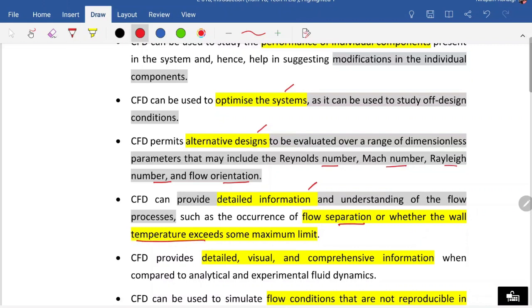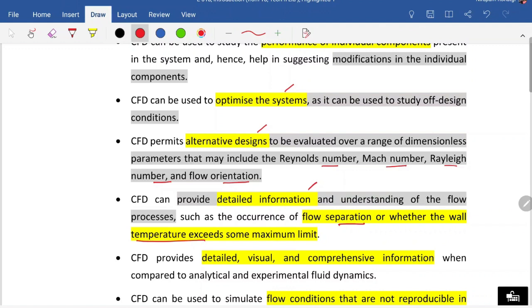Now if you have a flow in which flow separation is taking place, experimentally you don't know where the flow separation will take place. You can't put your probe there in advance. You cannot visualize it, sometimes it may be opaque. But with CFD, you can very well know at what point the flow separation is taking place.